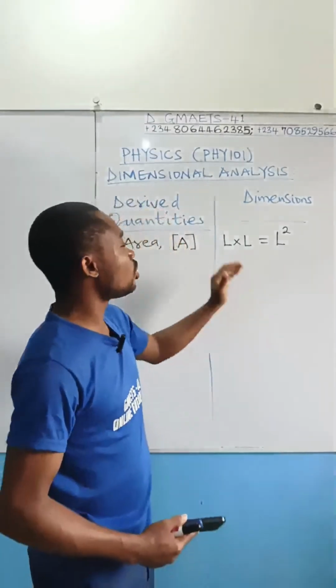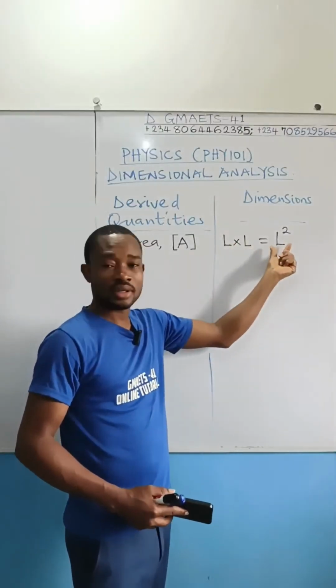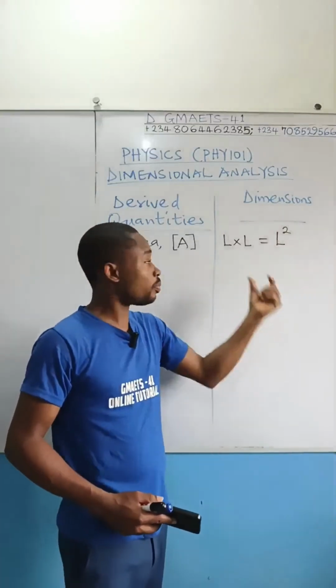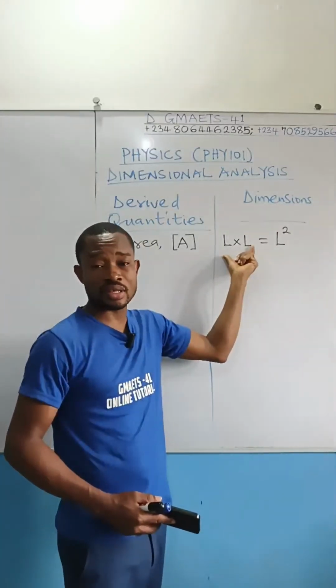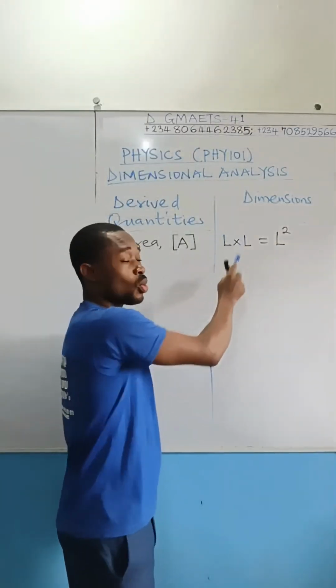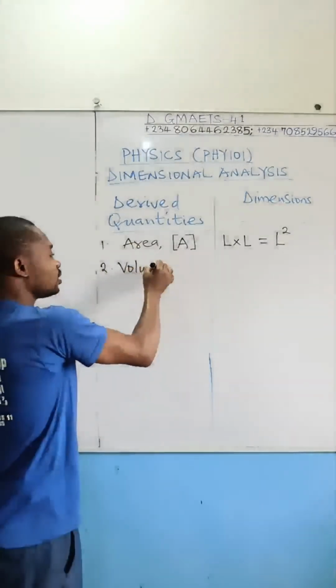That is why, although the derivation is length times length, you can't leave it this way. You write it as length raised to power 2 using the law of indices, the multiplication law. Pick one of the lengths because they have the same base, and then add the powers. 1 plus 1, this is power 1, this is power 1. You get power 2. Let us look at volume as the next one.